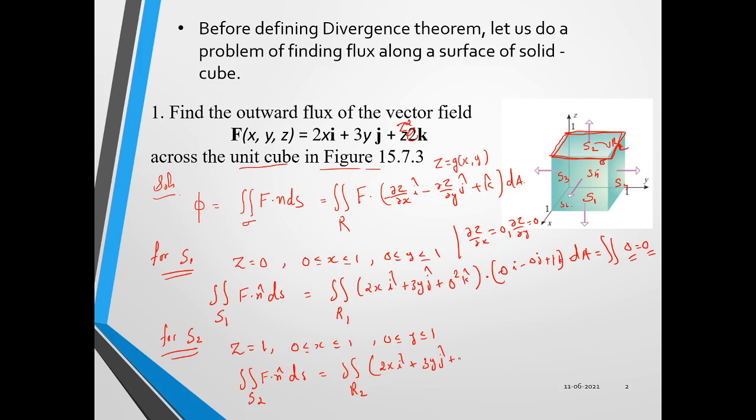What is z? z is k, k times 1 squared, that is k. Here also, what is dou z by dou x? It is 0. Dou z by dou y is 0. So that is minus 0 plus k. So this is equal to the double integral over R of k dot k, that is 1 dA.